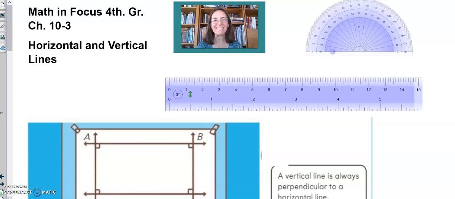Hello, my mathematicians. This is Miss Foster with Math in Focus, Grade 4, Chapter 10, Lesson 3 on horizontal and vertical lines. This is just a beautiful lesson because it brings so much of what I love about math right into art, and it brings art into math.